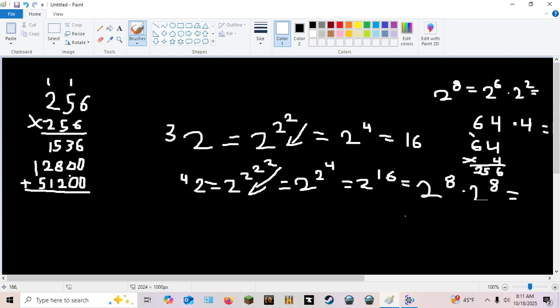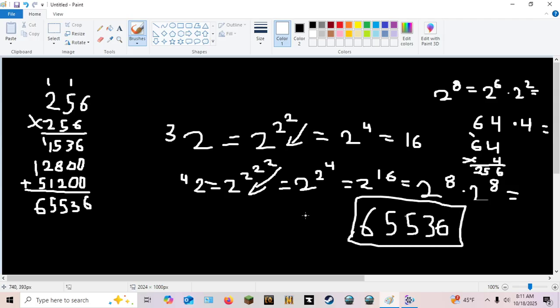Now we have to add. 6 plus 0 is 6. Now 3 for this one. 5 plus 8 is 13. 13 plus 2 is 15. Now 2 plus 2 is 4 plus 1, which is 5. Now 1 plus 5 is 6. This actually equals 65,536. Yep, they can grow very large.